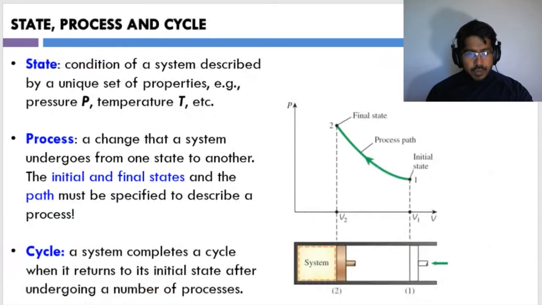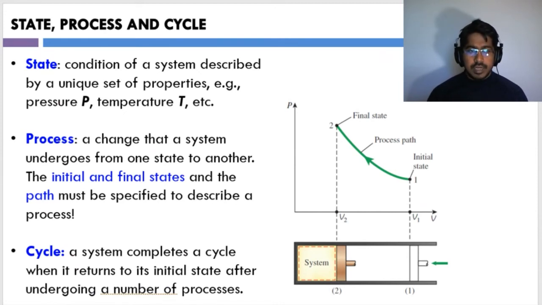Okay, moving on. Now this is one of the important concepts for your calculations: state, process, and cycles. You will be drawing, marking the states and drawing the processes and drawing the cycles and calculating the work done, heat transfer, and whatnot during these cycles and processes. So this understanding is very important, right?